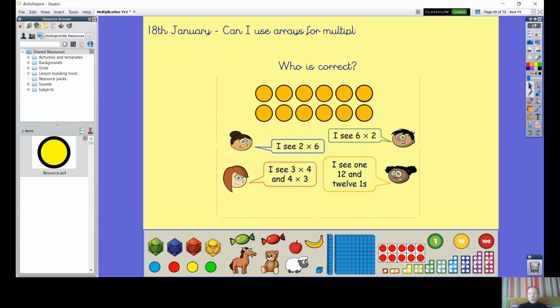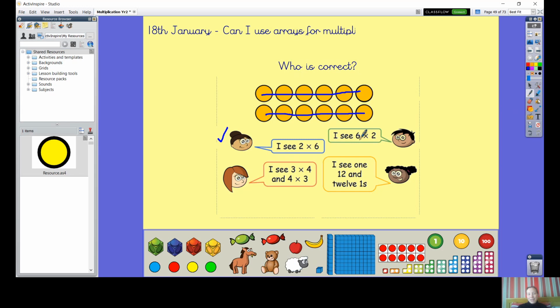Okay, I'm going to use my pointer this time. I'm not going to do a drawing because I might end up having to do lots of rubbing. So this person here says, I can see 2 groups of 6. So 1 group of 6 and 2 groups of 6. And maybe if I put a line through them. Here we go. 1 group of 6, 2 groups of 6. Brilliant. Okay, that person is correct.